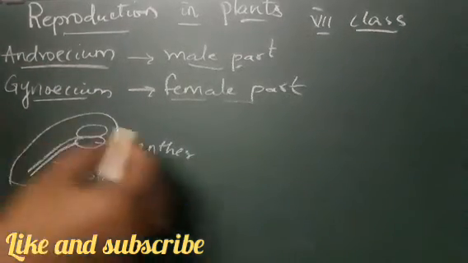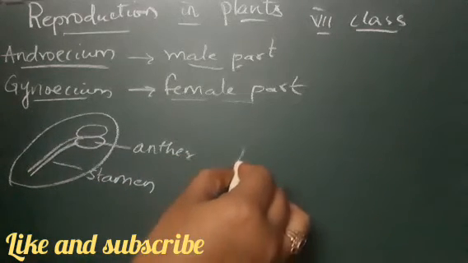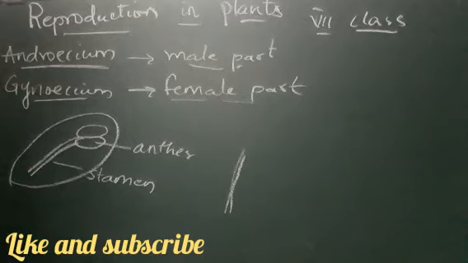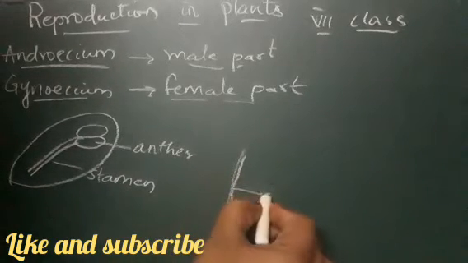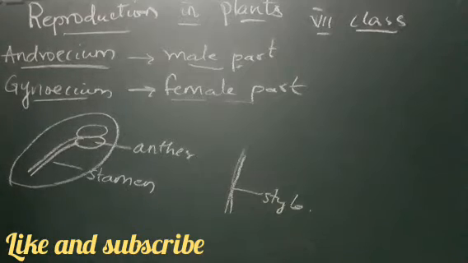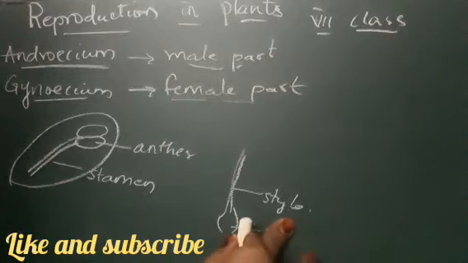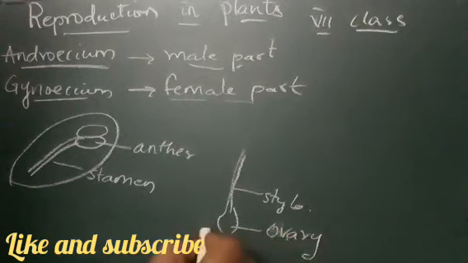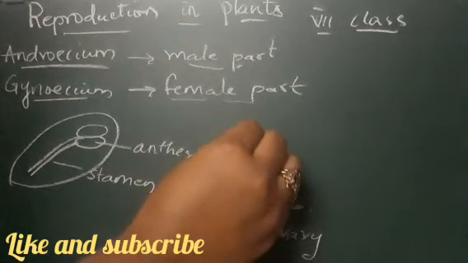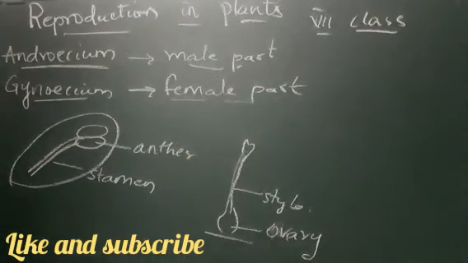Similarly, the female part: we have one long stalk, which is called the style. On the style, below, we have the ovary on the thalamus, right? And on this we have one stigma. So all these together will form the pistil, right? What is it called? It is called gynoecium. All together it is called gynoecium.